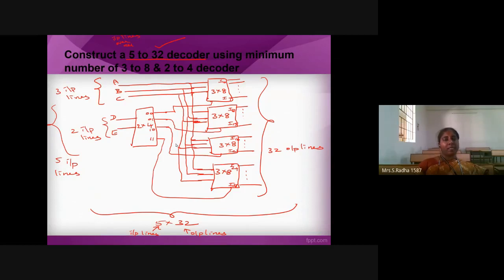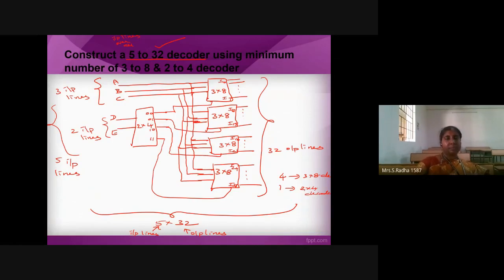And here, on the whole, how many decoders are you using? 4 3 by 8 decoders are used, and 1 2 by 4 decoder is used. So totally 5 in number.